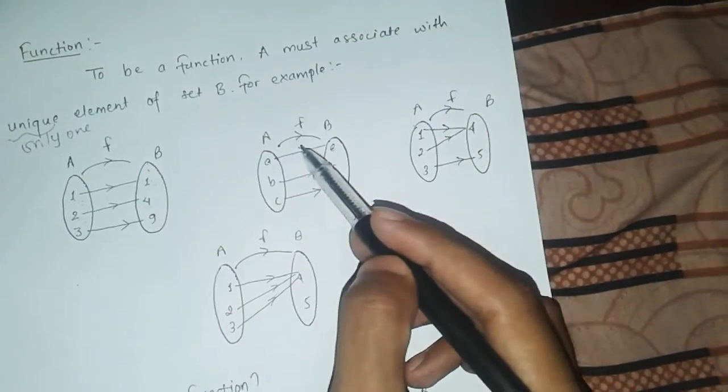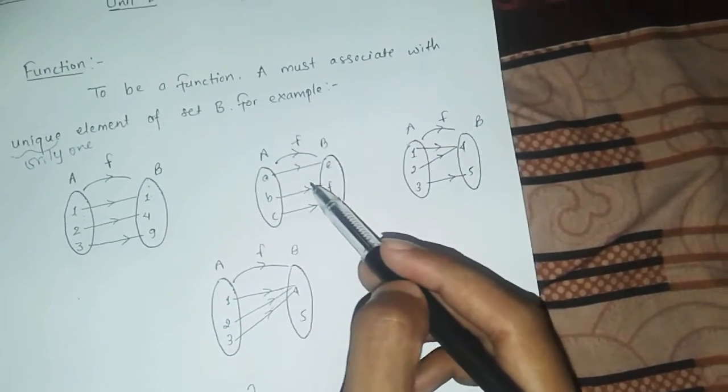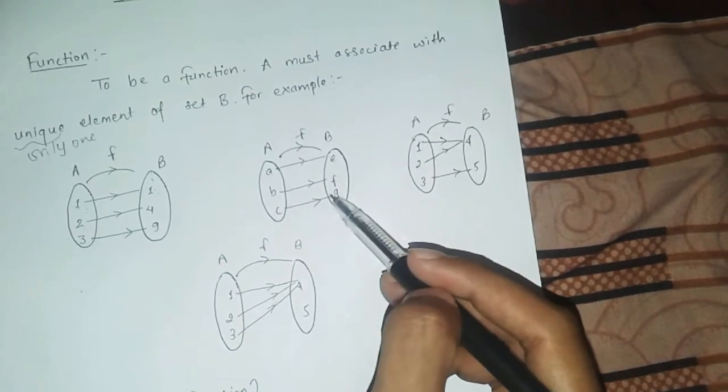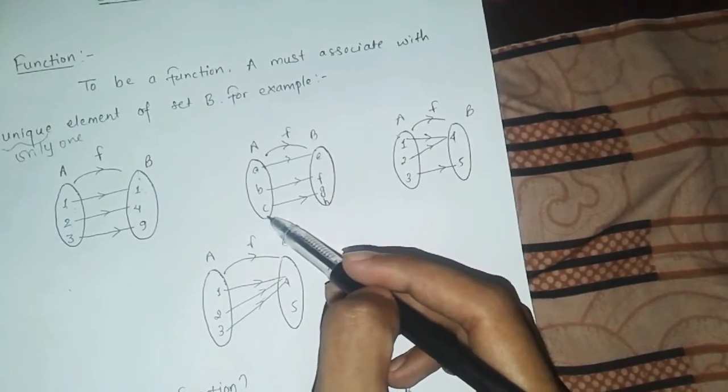Here A has an element in B, B has an element like F, C has G, but we do not have any other element in A.